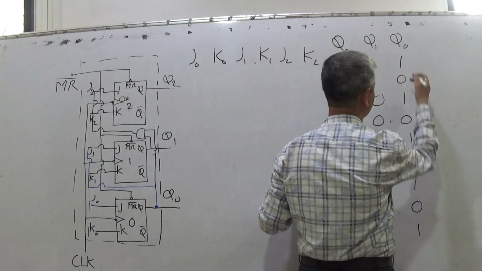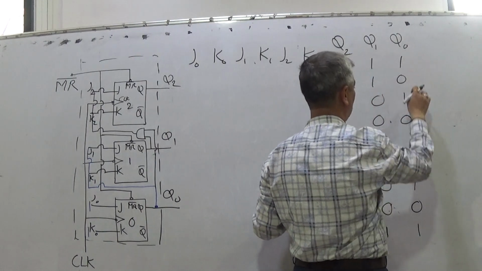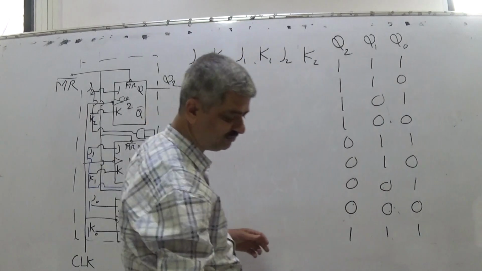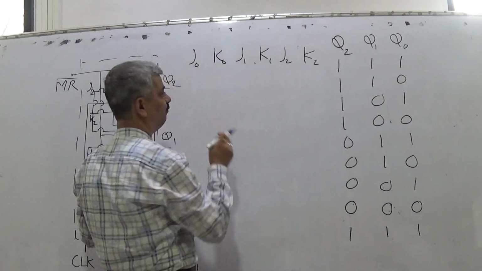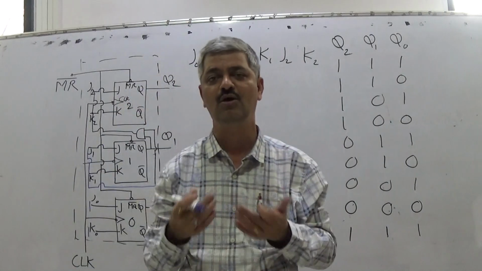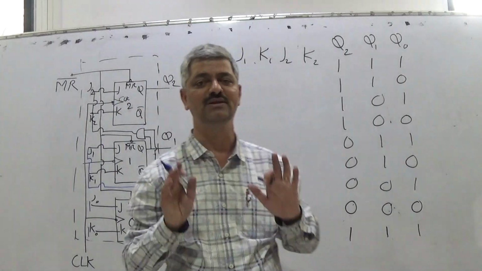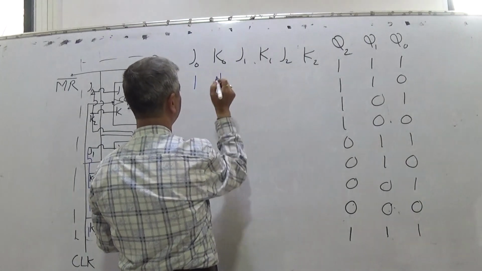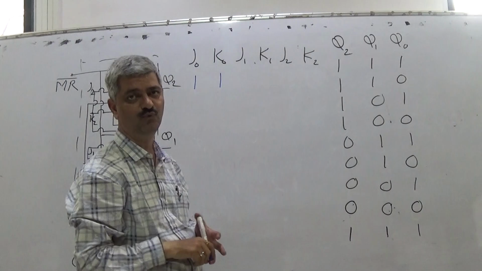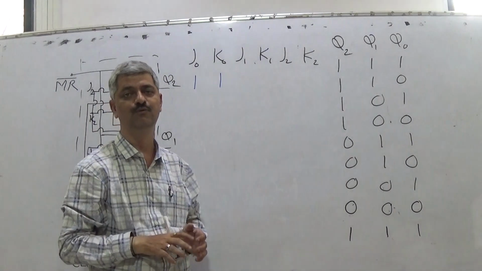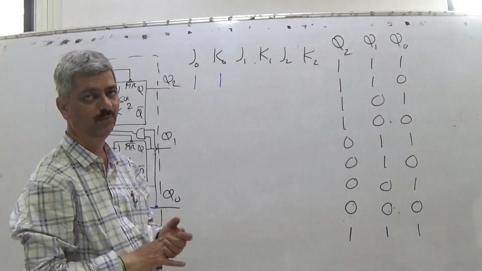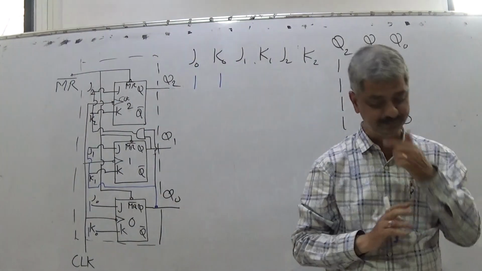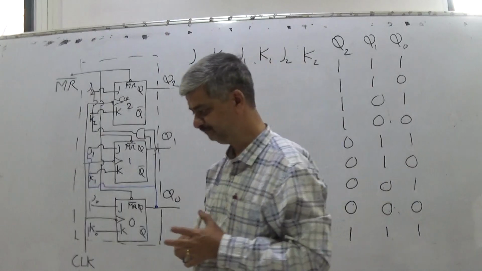Next, in every next state, you find that Q0 is toggling. Therefore, we have the same logic. A flip-flop toggles when both inputs are 1, 1. So J is 1 and K is 1 for flip-flop number 0.